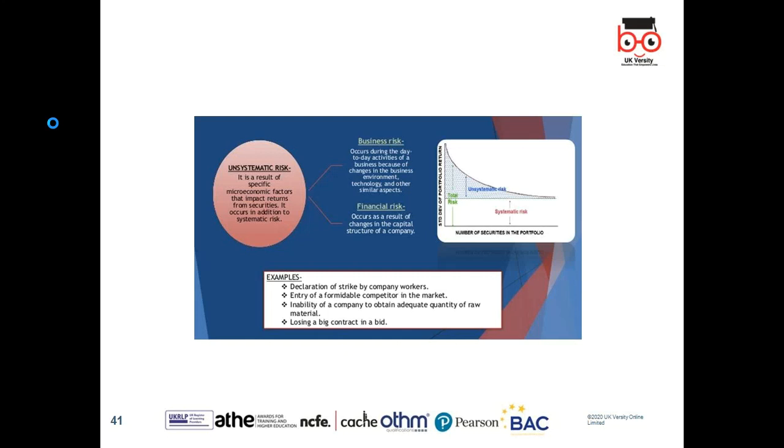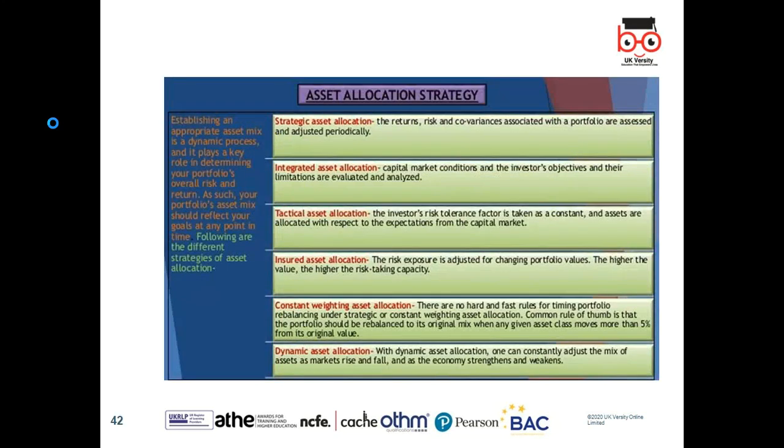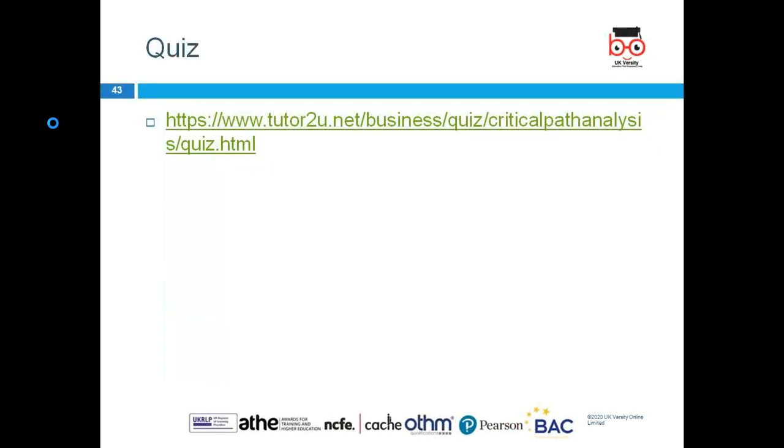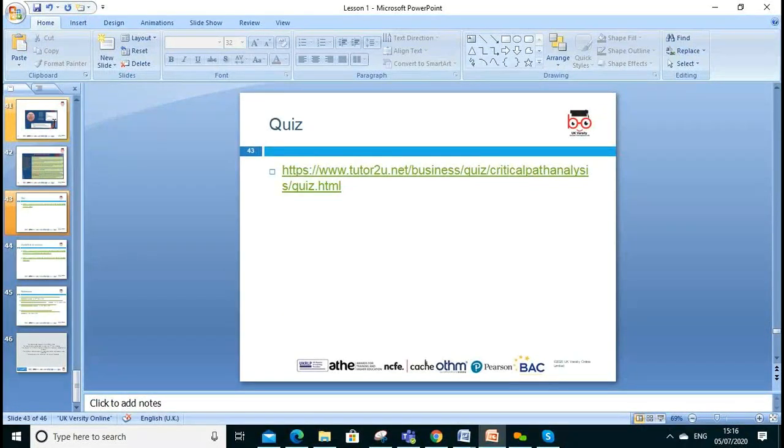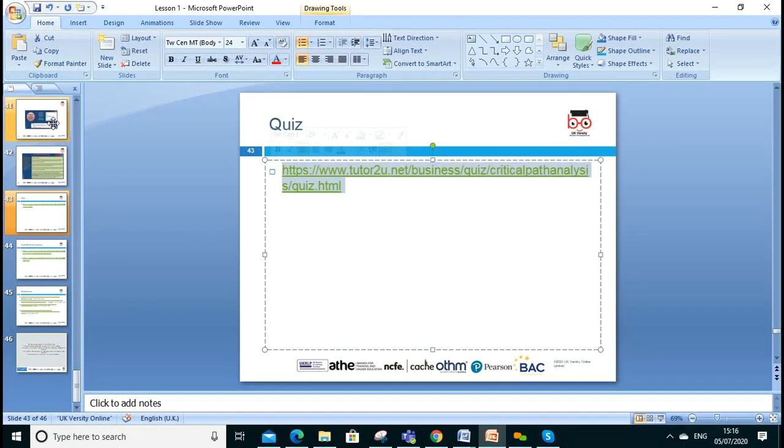The unsystematic risk is business risk that occurs during day-to-day activity. Then financial risk is a result of a change in the capital structure within a company, more equity or more debt, and that we need to manage. On asset allocation strategy: strategic asset allocation is long-term, integrated asset allocation works with the product, tactical asset allocation is at the operational day-to-day level, and constant-weight and dynamic asset allocation. All we need to look at.